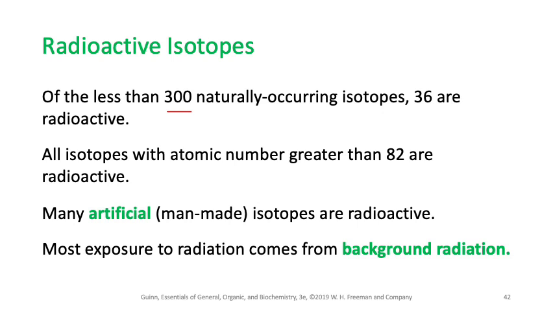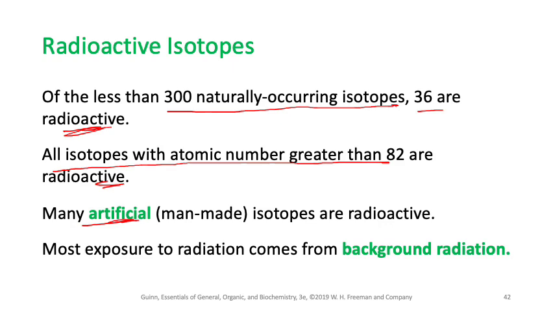Of less than 300 naturally existing isotopes, 36 are radioisotopes or radioactive. That means they radiate energy in the form of radiation. Right? And all isotopes with an atomic number greater than 82 are radioactive. Some are natural radioactive isotopes and some are artificial, meaning man has made those isotopes that are radioactive.